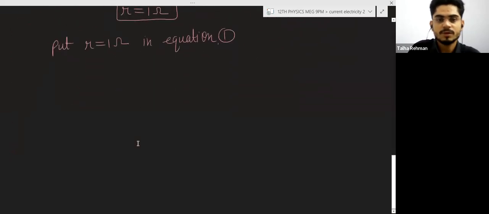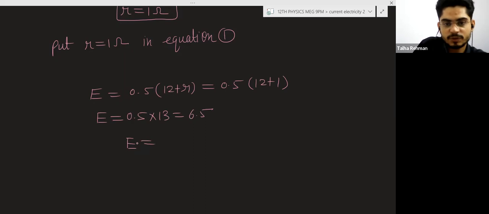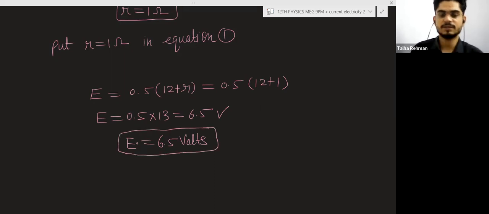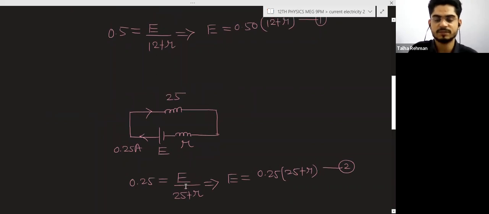Okay. So just put the value: E is equal to 0.5 times (12 plus R). Instead of R you will place 1. So E equals 0.5 into 13. You will get the answer 6.5. So EMF is equal to 6.5 volts. 6.5 volts is the answer. I have done nothing, just applied the equation of current. Current is equal to EMF divided by the total resistance.